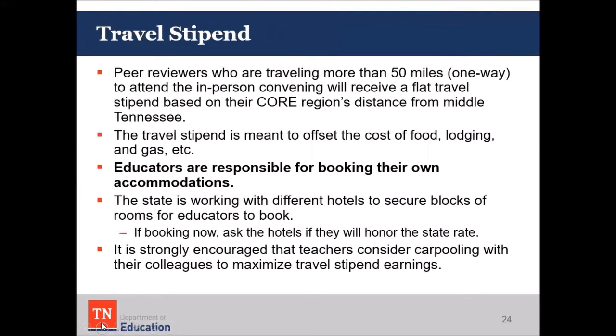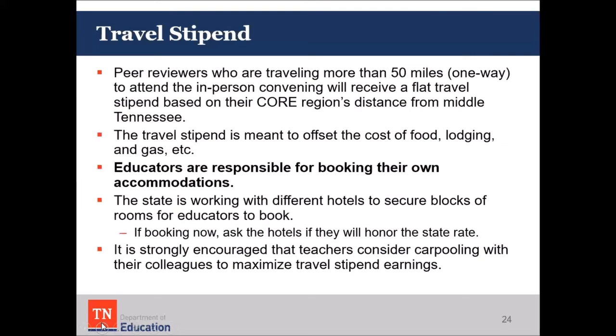So the travel stipends are also available. Peer reviewers who are traveling more than 50 miles one way to attend the in-person convening will receive a flat travel stipend based on their core region's distance from Middle Tennessee. And for folks who are under 50 miles, just reach out and let the department know as well. We do realize that we may have some one-on-one communication with those who are less than 50 miles, so reaching out to Portfolio Questions will be the next step for that.